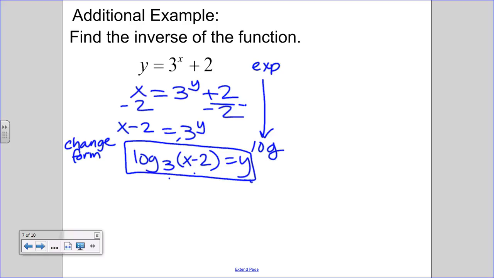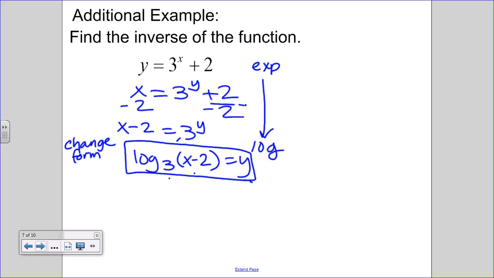So the goal, just reviewing with inverse functions: the first thing you'll do is switch your x and y. Then you need to either have the log part by itself or the exponential part by itself, depending on what it is. Then you need to change the form. If it's an exponential, change it to a log. If it's a log, change it to an exponential. And then check yourself, make sure it goes with the definition of what a log function is.